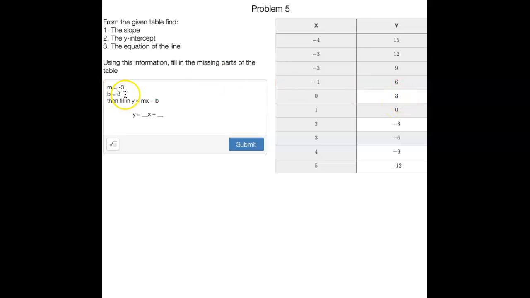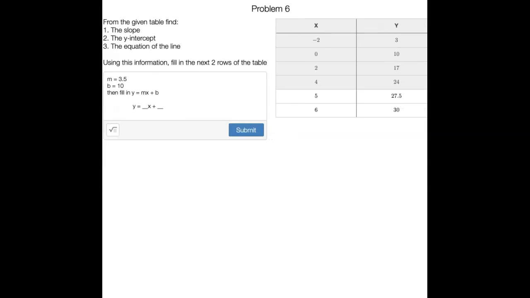And so again, m is -3, b is 3, and if you fill those into y equals mx plus b, I'll just do that real quick. You'll get y equals -3x plus 3. So there's that. Let's go to the next one.